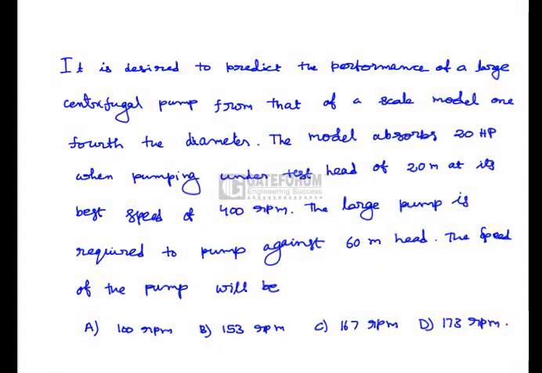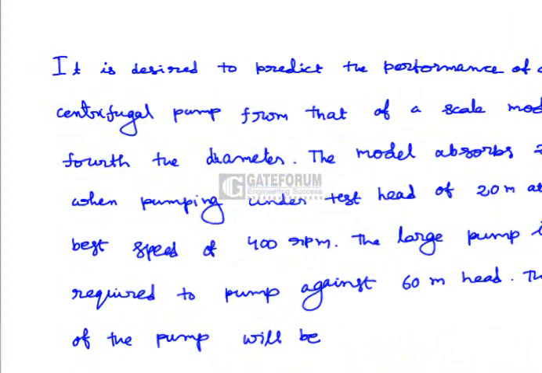It is easier to predict the performance of a large centrifugal pump from that of a scale model 1/4 the diameter. The model absorbs 20 HP when pumping under a test head of 20 meters at its best speed of 400 rpm. The large pump is required to pump against 60 meter head. The speed of the pump will be? So here the options are 100 rpm, 153 rpm, 167 rpm and 173 rpm.